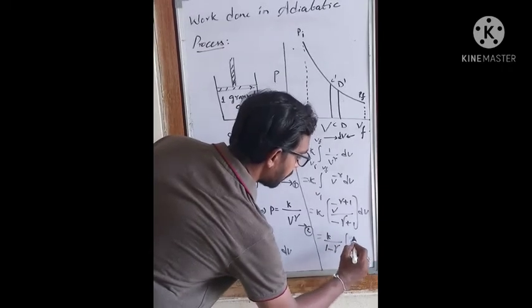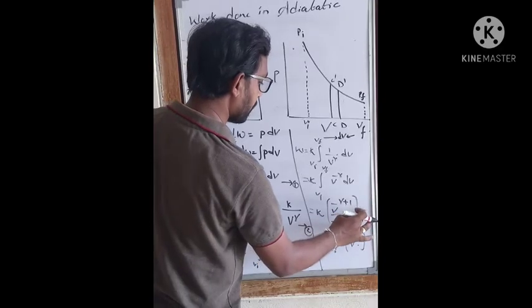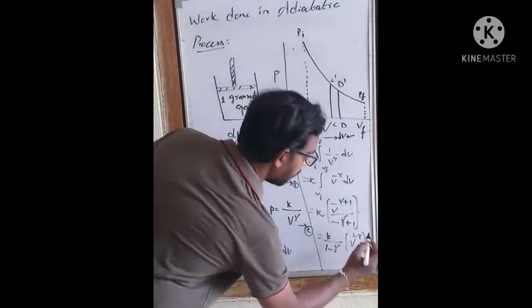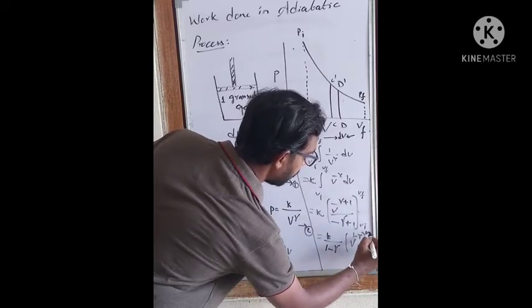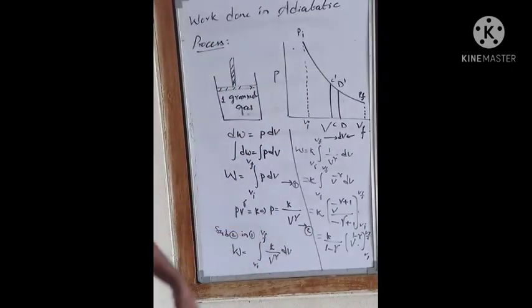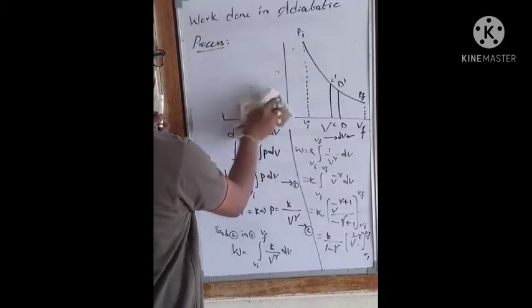So let us write the denominator outside and we'll get K by 1 minus gamma into V to the power of 1 minus gamma. Okay, so there is no dV, sorry. Right? There is no dV. Where the limits go to Vi to Vf. Here also Vi to Vf. So let us substitute limits in that equation. So finally what do we get if we substitute limits in that equation?